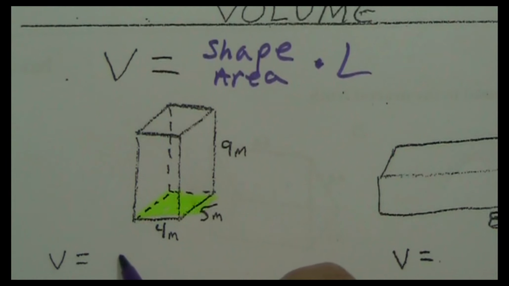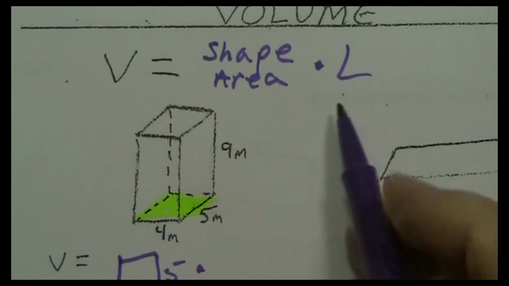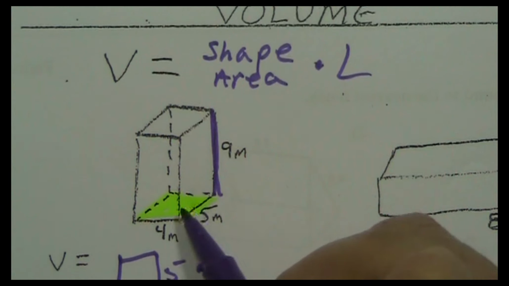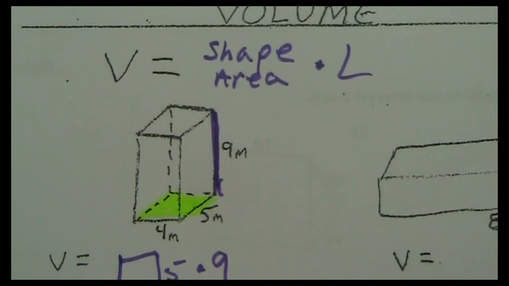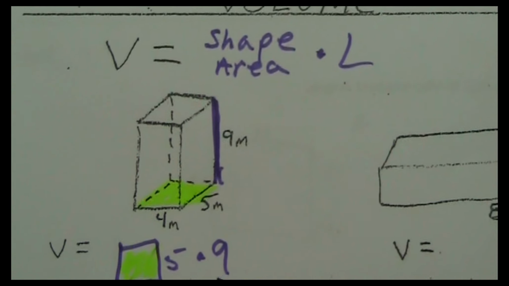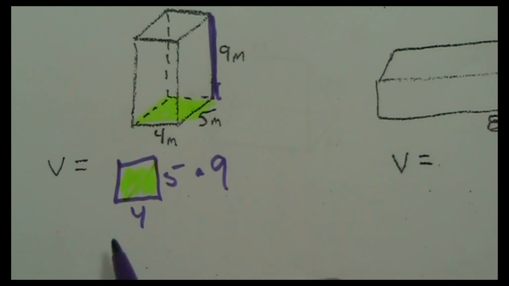And I'm going to draw a little picture right here so that you can see it. So this rectangle right there, that's 4 times 5, times how long it is, or how tall it is. So it's 4 by 5, and it's this long. Okay, so it's this area times how long it is. And if we calculate that out, that's 4 times 5, that's 20. And 20 times 9 is 180.